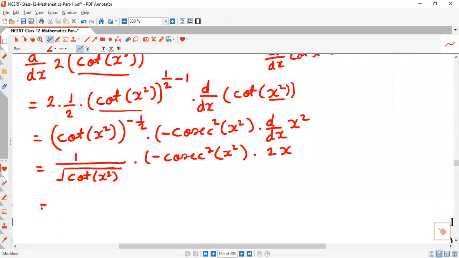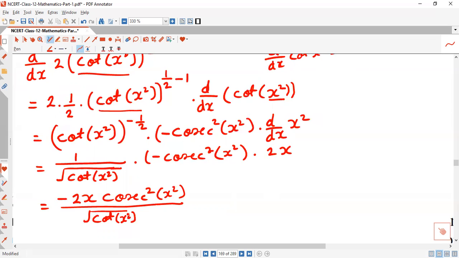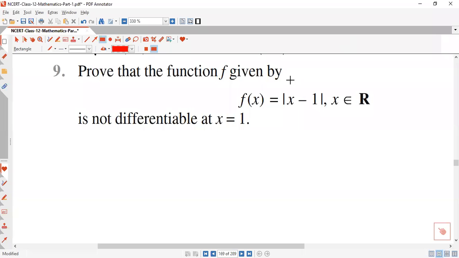So finally I just want to write down the answer. It will come out minus 2, because the minus sign is there, 2 is there, x is there. Now we write down the trigonometric function: cosec square x squared divided by under root cot x squared. So this is the answer. We may do further trigonometry, but there is no need to do too much trigonometry unless the question says. So now we will do question number 9.